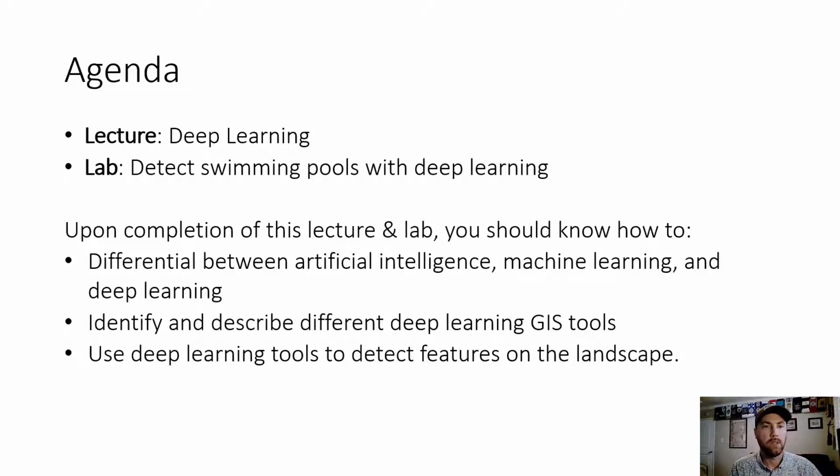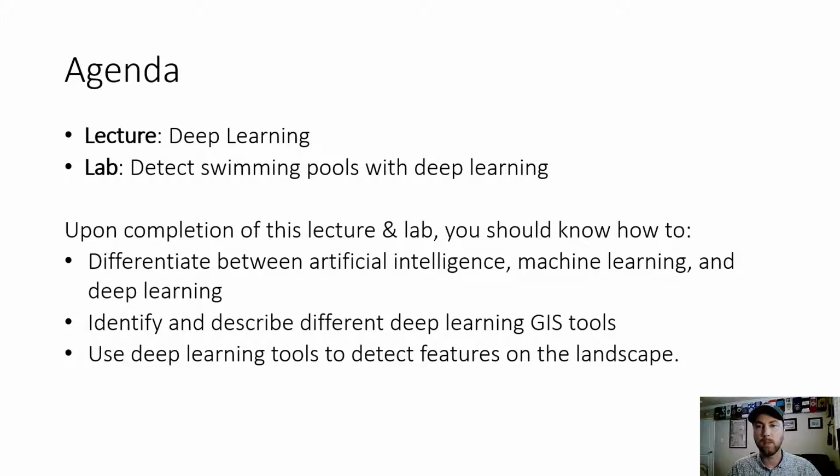So this week's lecture obviously is on deep learning. This week's lab is called Detect Swimming Pools with Deep Learning, and it's going to be an Esri provided lab once again. Upon completion of this lecture and lab, you should know how to differentiate between artificial intelligence, machine learning, and deep learning, identify and describe different deep learning GIS tools, and finally use deep learning tools to detect features on the landscape.